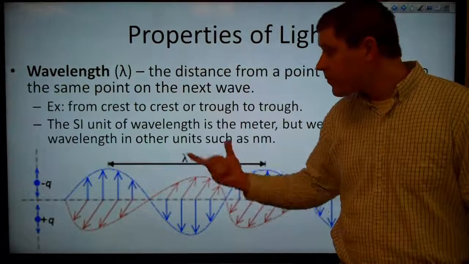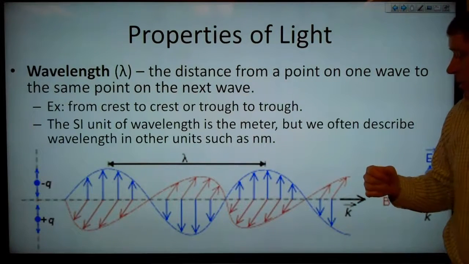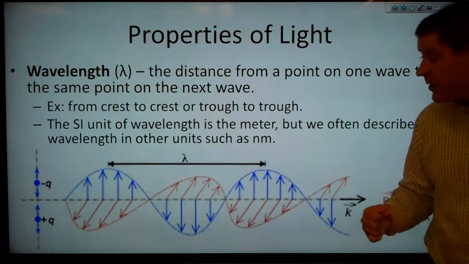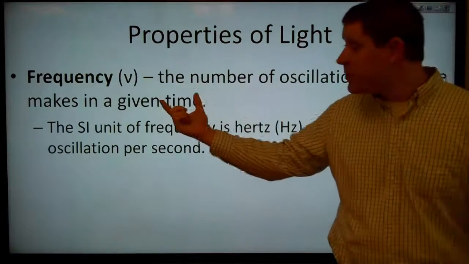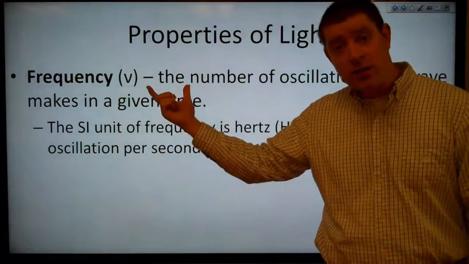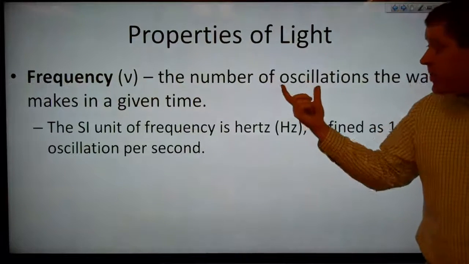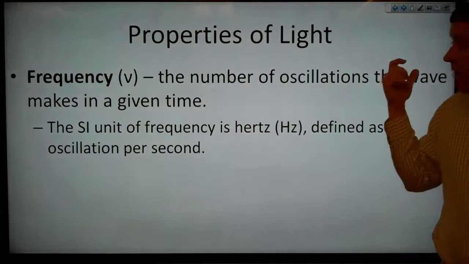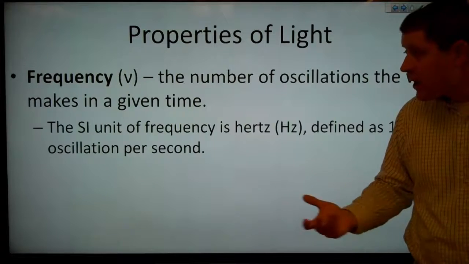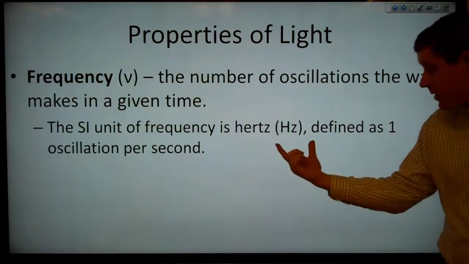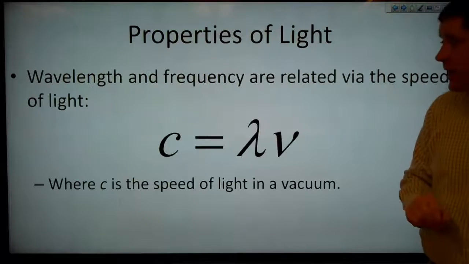The SI unit of wavelength is the meter, but often we describe wavelength in terms of other units such as nanometers. So now frequency, which is symbolized with the Greek letter nu, I know it looks like a little scripty v, but it's actually the Greek letter nu. Frequency is the number of oscillations the wave makes in some given time, usually per second. So the SI unit of frequency is hertz, defined as one oscillation per second. So a hertz is 1 per second.